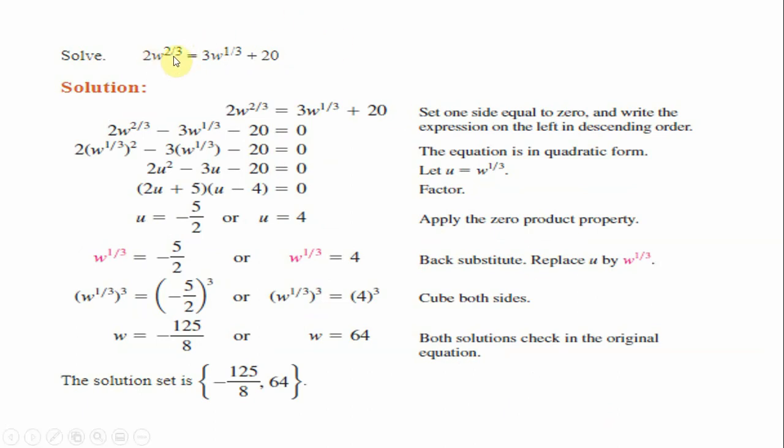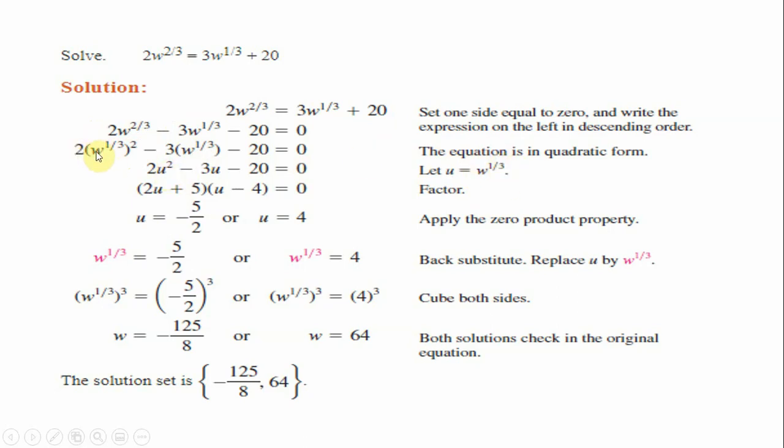So here's this one. 2w to the 2/3 is equal to 3w to the 1/3 plus 20. I need to get them all over on one side. It's not a linear equation, so I need to get it set equal to 0. Anything that's not linear, I need to have set equal to 0. So everything over on one side, and then I can take a look at it. So here I see that this is just w to the 1/3 squared. That's what that is. So my natural change of variable is u is equal to w to the 1/3.